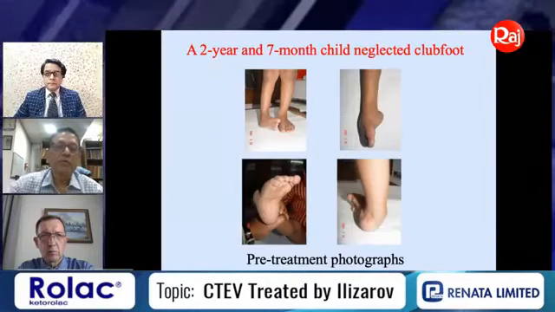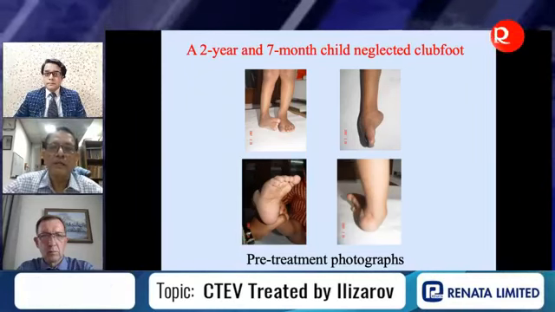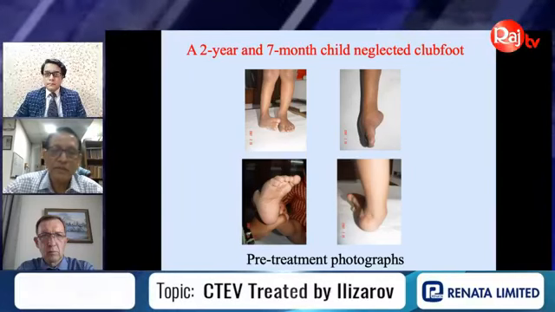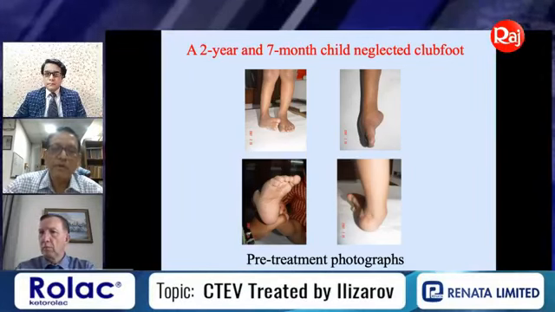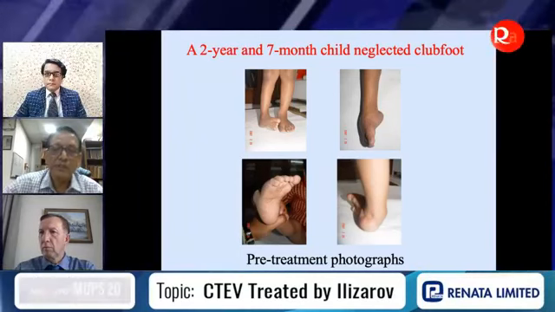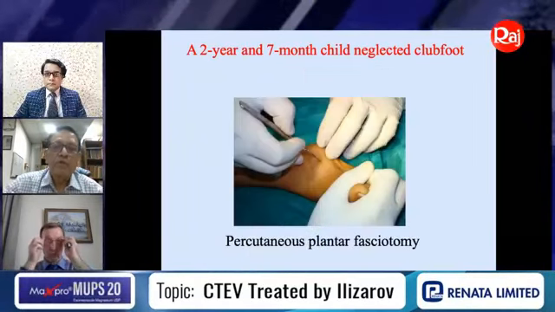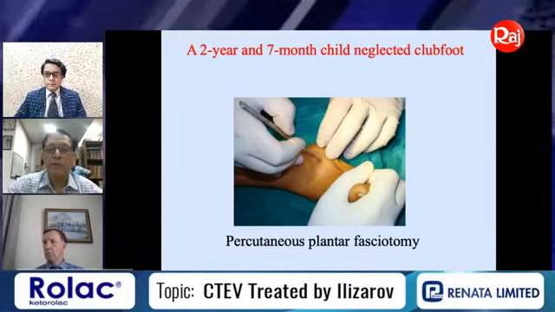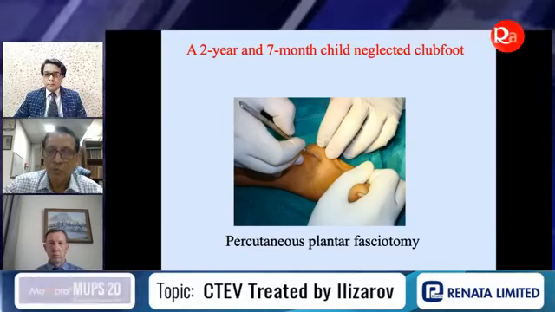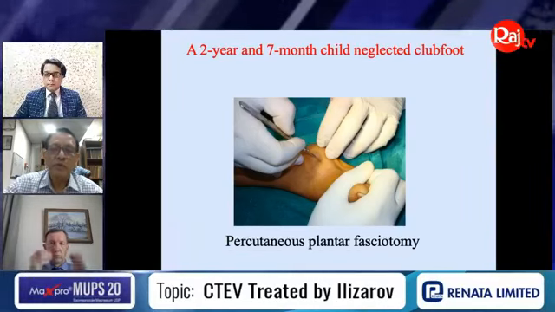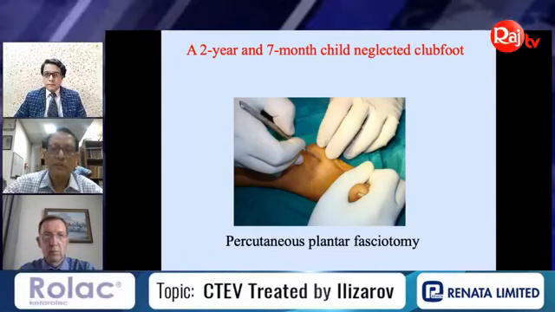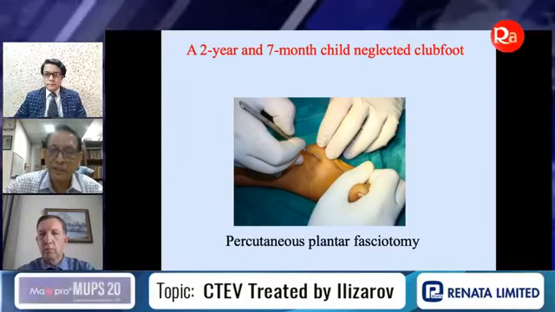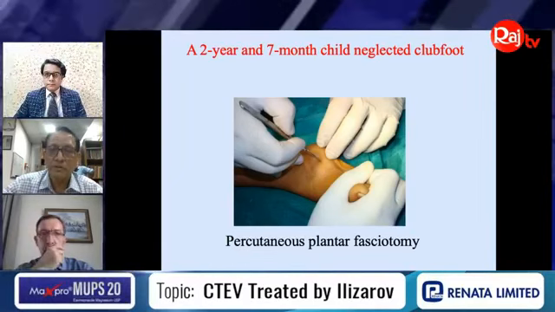So, for example, this is a 2 years 7 months child with neglected clubfoot. If you see, all the deformities are there: adduction, varus, equinocavus, and plantar adduction. These are pre-treatment photographs. First of all, because the notorious ligament is the plantar fascia, as soon as the child comes to us, we do under local anesthesia, at the base of the calcaneus, the percutaneous fasciotomy.